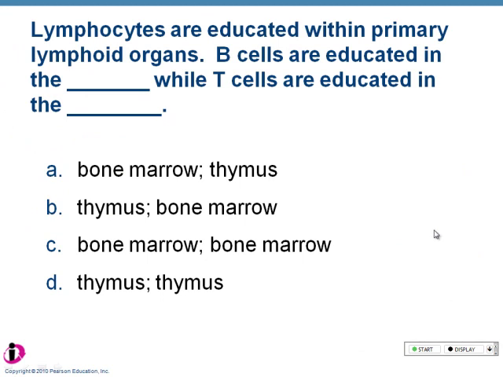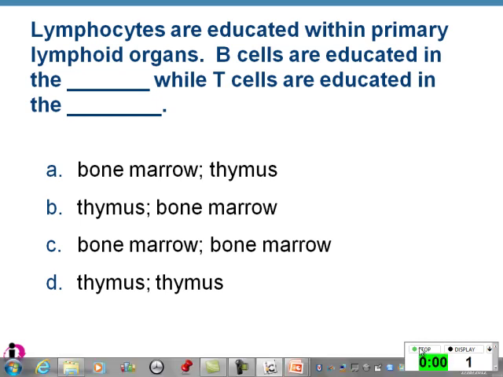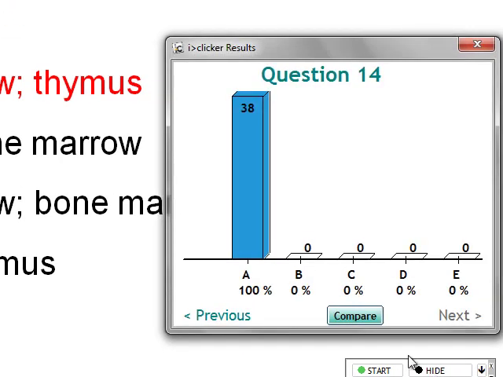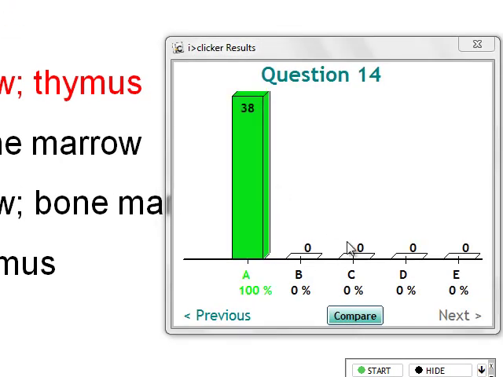Lymphocytes are educated within primary lymphoid organs. The B cells are educated here, while the T cells are educated here. All right. What's the answer? The answer is A. Yes! That's good. This is a tough chapter, and I got 2.